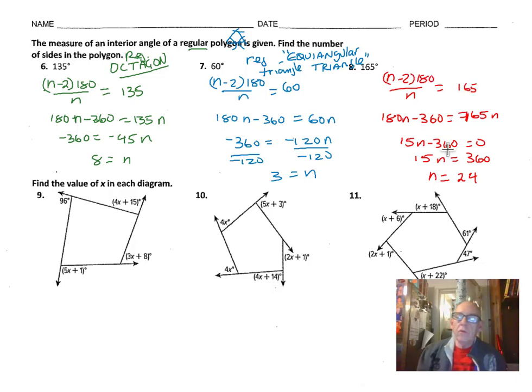So this is a 24-sided regular polygon. It's a 24-gon. Regular means all the angles are congruent. So a regular 24-gon.